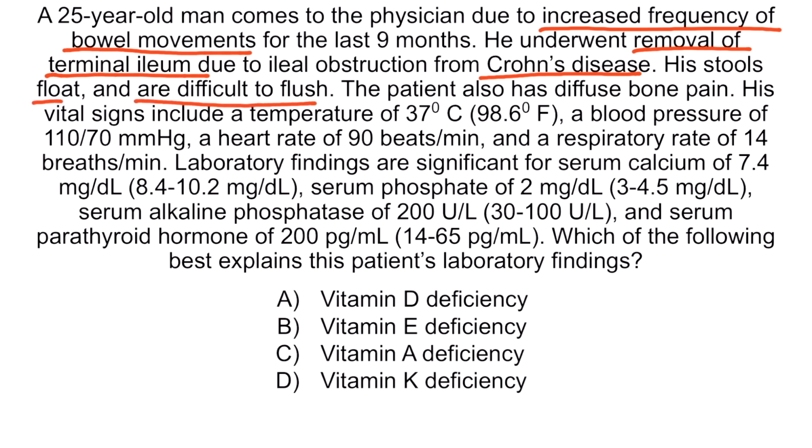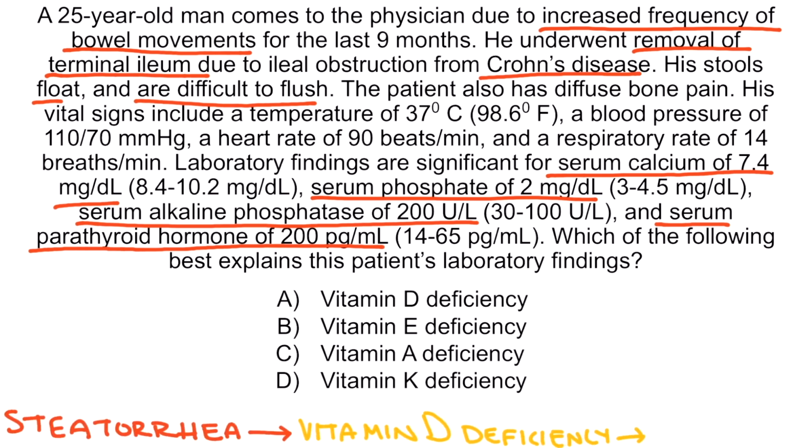Steatorrhea predisposes patients to fat-soluble vitamin deficiencies. This patient has low serum calcium, low serum phosphate, high serum alkaline phosphatase, and high serum parathyroid hormone, accompanied by diffuse bone pain. All these findings are consistent with osteomalacia due to vitamin D deficiency.